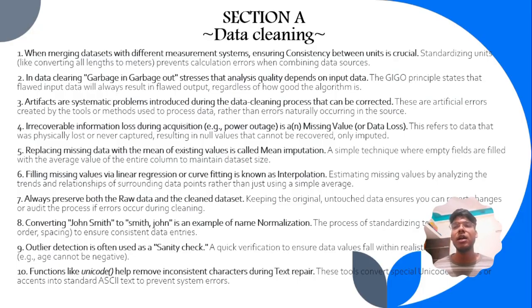So to fix this, we have to perform a step called standardization, where we pick one standard unit, say kilogram, and we convert every single number into that unit before we do any math. This ensures that any apple in row 1 is directly comparable to the apple in the 100th row. So this brings us to the answer of this question. When merging datasets with different measurement systems, ensuring consistency between units is crucial. This consistency is what prevents those calculation errors and ensures our analysis is actually valid.